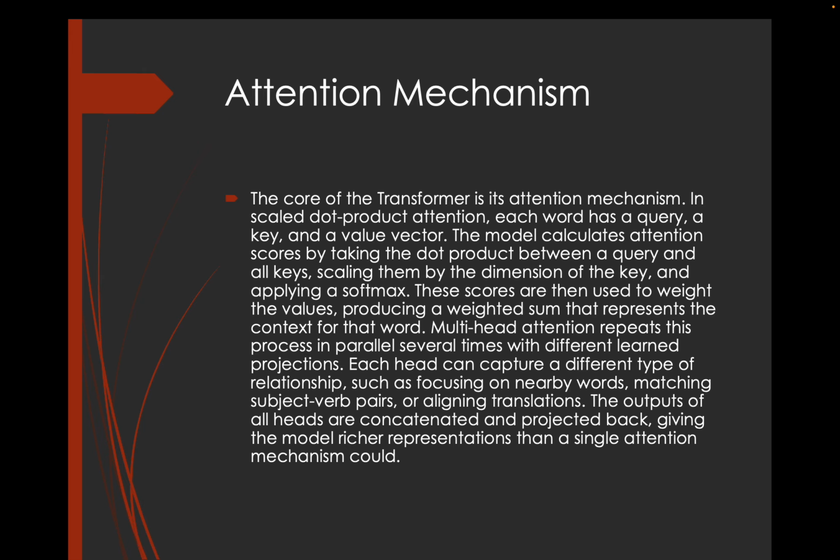Multi-head attention repeats this process in parallel several times with different learned projections. Each head can capture a different type of relationship, such as focusing on nearby words, matching subject-verb pairs, or aligning translations. The outputs of all heads are concatenated and projected back, giving the model a richer representation than a single attention mechanism could.